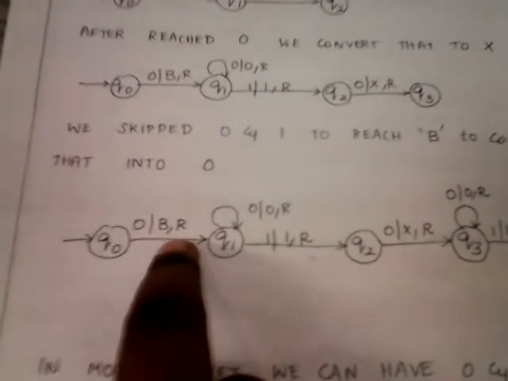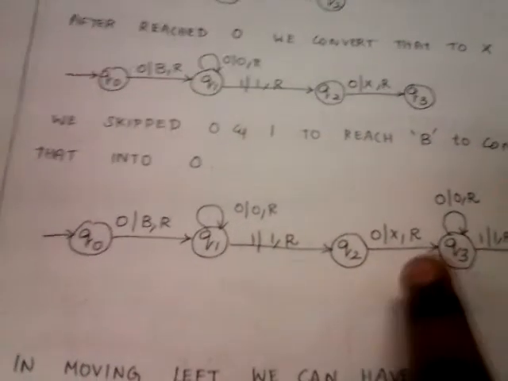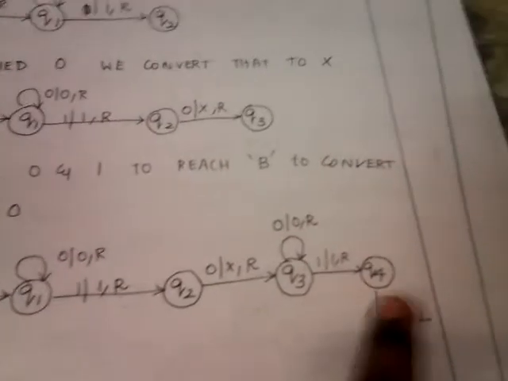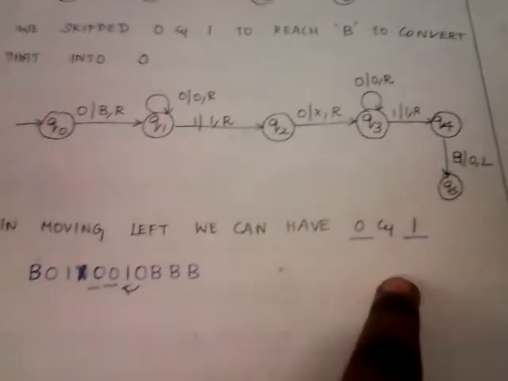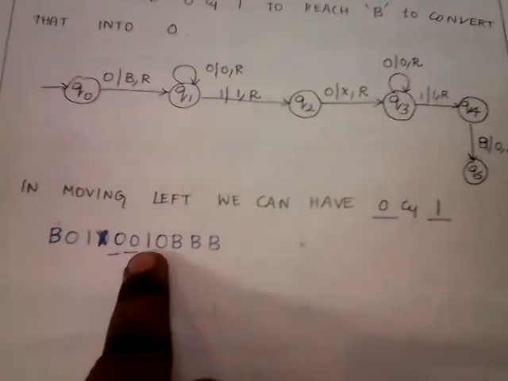We skip 0 and 1 to reach the blank symbol and convert that to 0. Again we convert the 0 to b and skip the zeros and 1s. Next we have a 0, so we convert that to x, and again skip the zeros and 1s in between. Finally we convert the last blank symbol of the Turing machine to 0, and we move left. In moving left we can have zeros and ones between them.